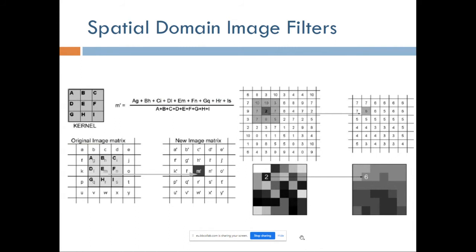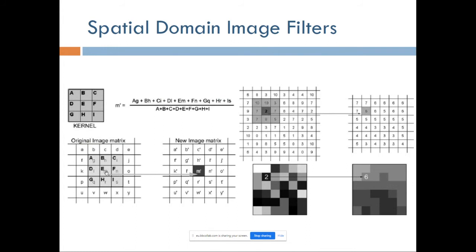Okay. So let us review a little bit about what we talked about last time about spatial domain image filters. Basically, we talked about having a kernel that looks like this. Can you all see the presentation? Yes, you can. Okay, so basically you have a kernel that has A, B, C, D, E, F. These are the numbers inside the kernel, okay? And this is the original image matrix. Basically, you have numbers here like A small, B small, C small, and so on.